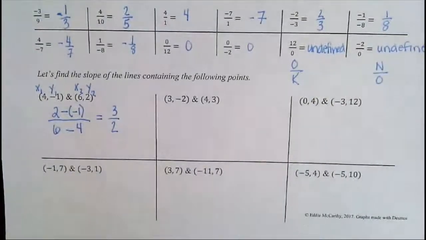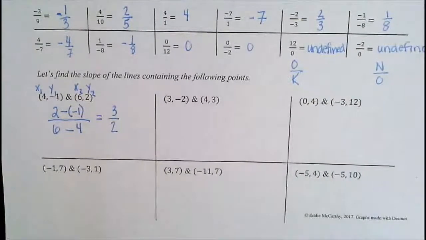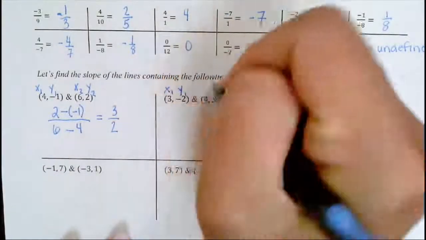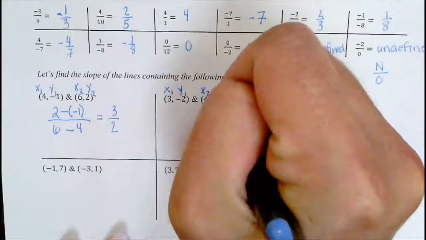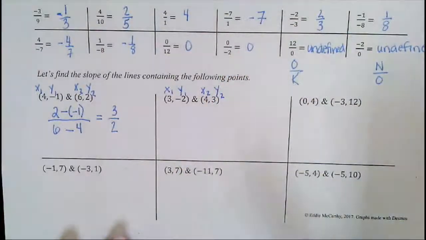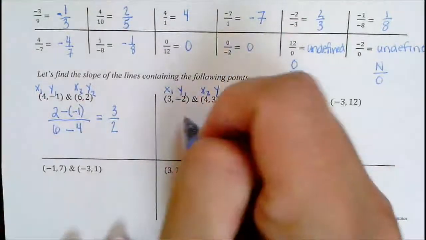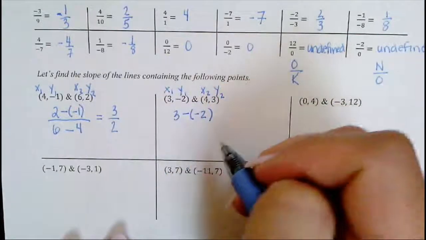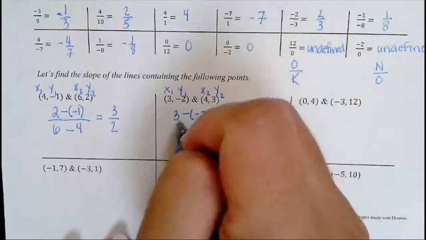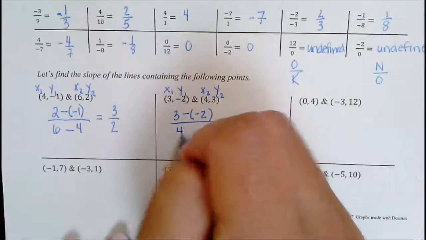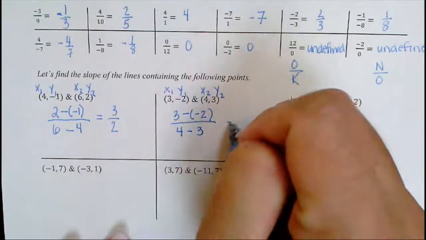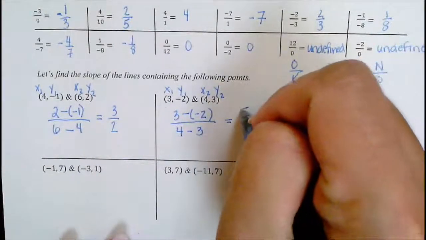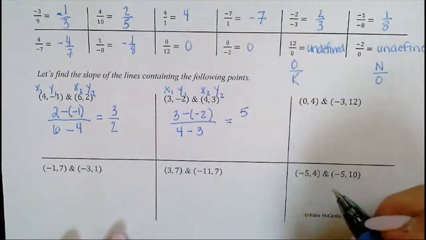Let's just do the next one. Again, x1, y1, x2, y2. As you get more comfortable with it, you won't have to write those, and that's fine. So we have 3 minus -2. Don't drop signs. It's going to be our biggest issue. And then 4 minus 3. Minus a negative becomes a plus. So 3 plus 2 is 5. 4 minus 3 is 1. Your simplified answer is 5.